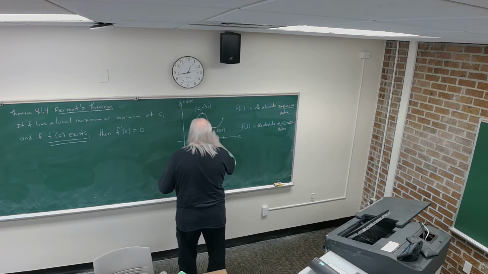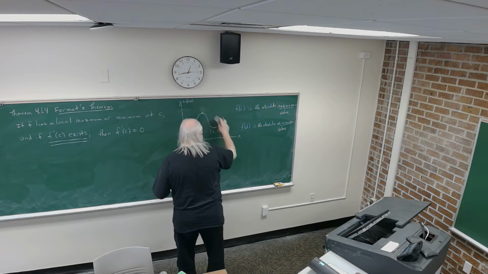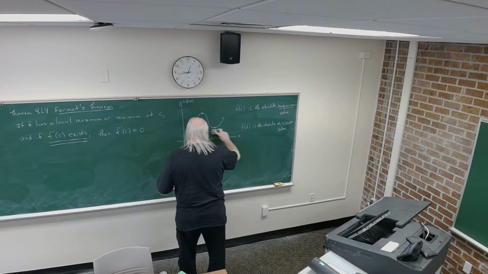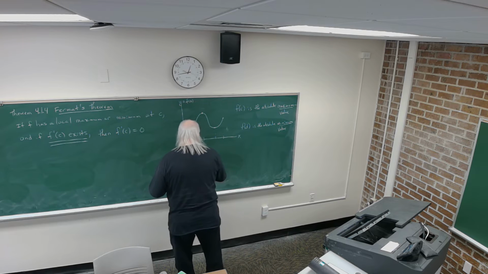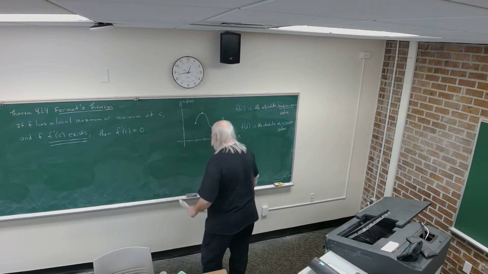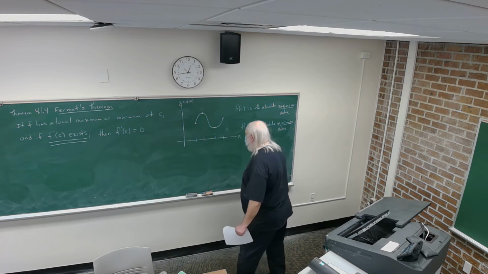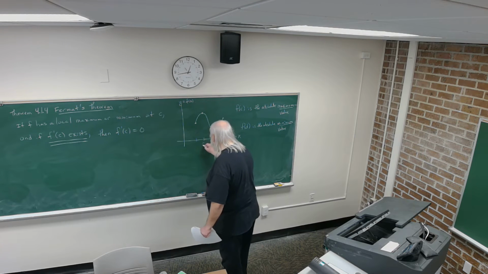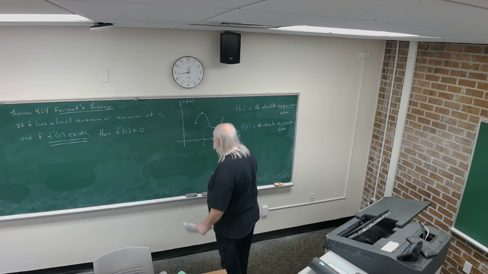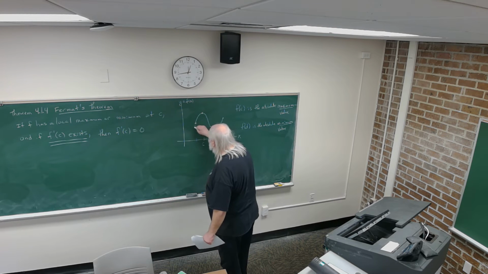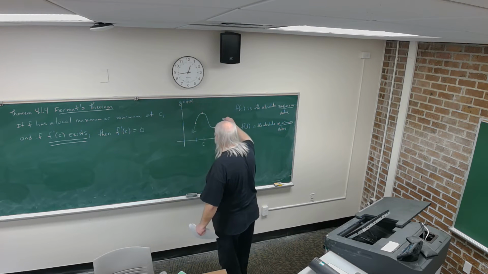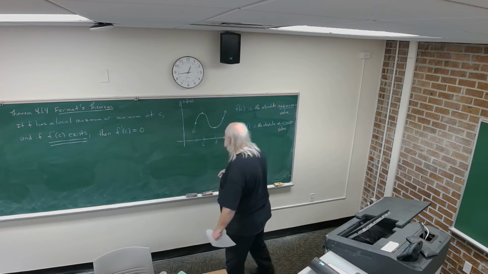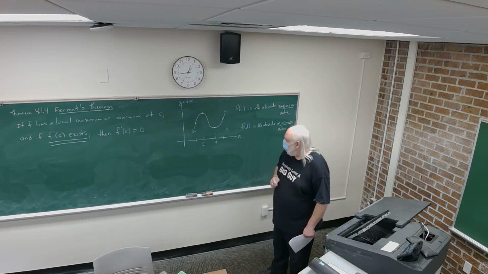So I'm going to steal my graph over here, but take away the labeling on the x-axis. And I am going to keep the labeling here: this is c, this is d. And the graph doesn't have to end there. It could continue on in both directions.